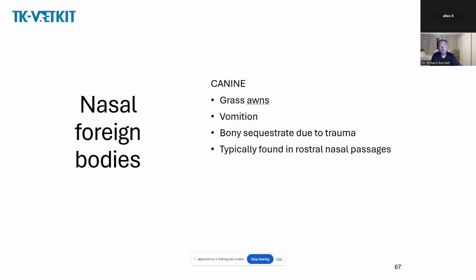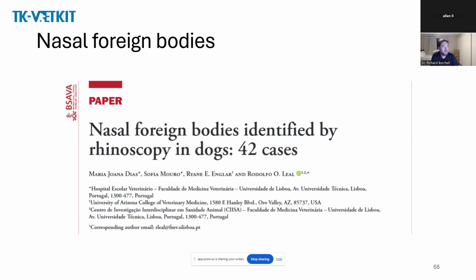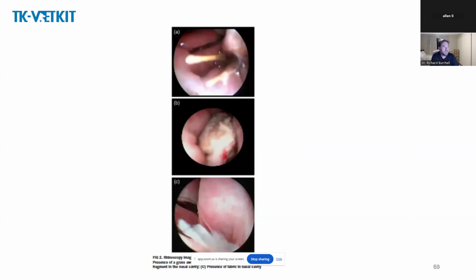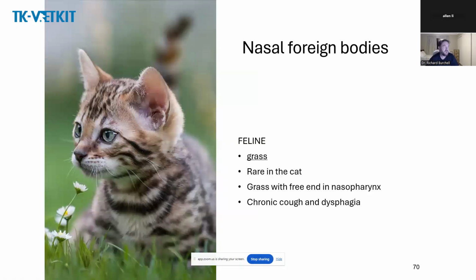Okay, so we're going to just finish off with a couple of specific nasal conditions where endoscopy is helpful. If we look at nasal foreign bodies identified by rhinoscopy, there was a study identifying mainly grass awns that could be identified via endoscopy, and these could be readily identified and removed.